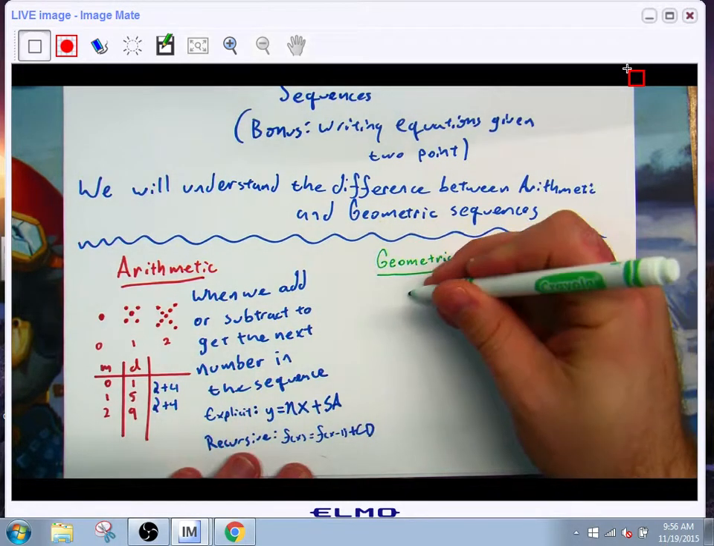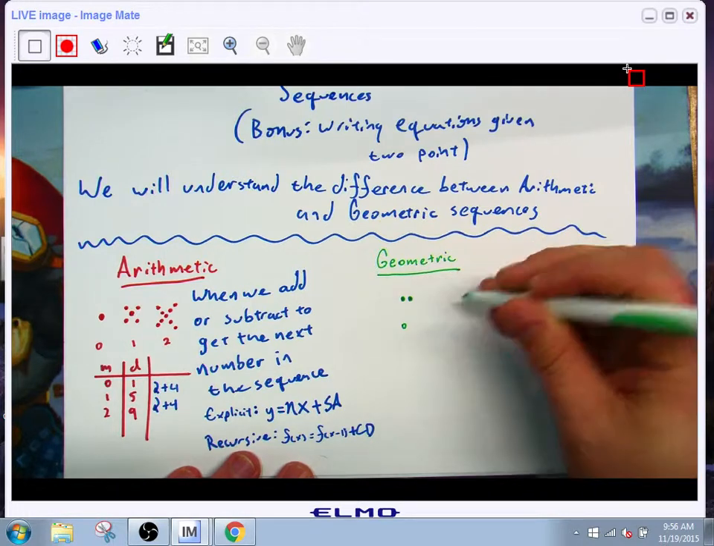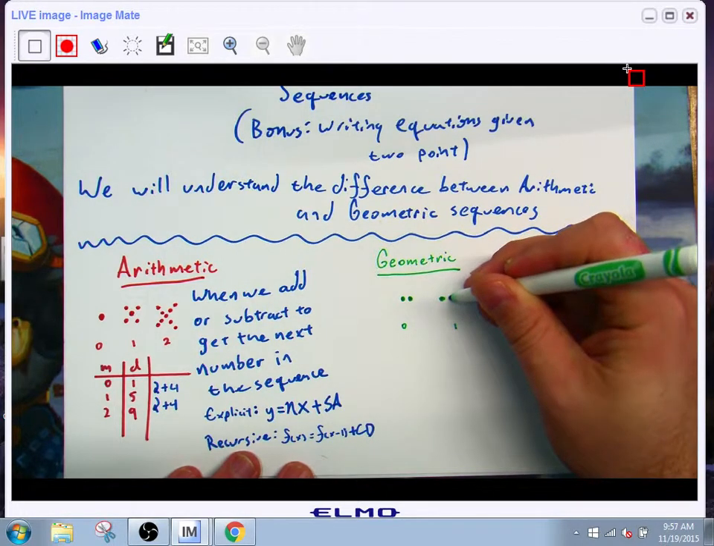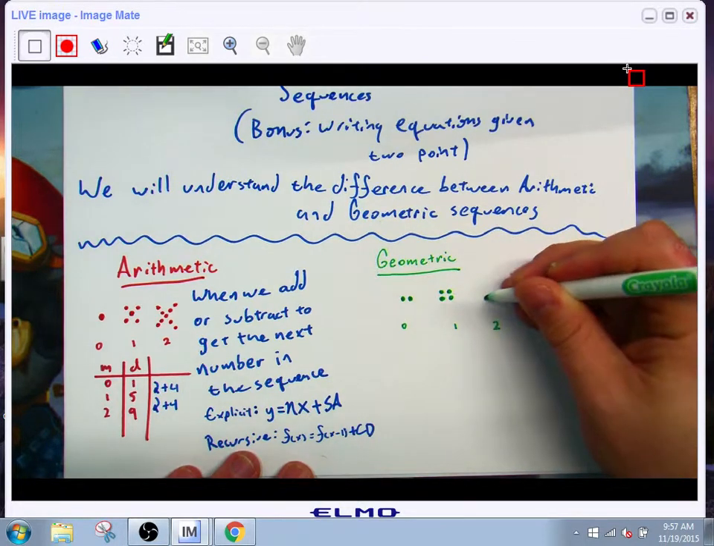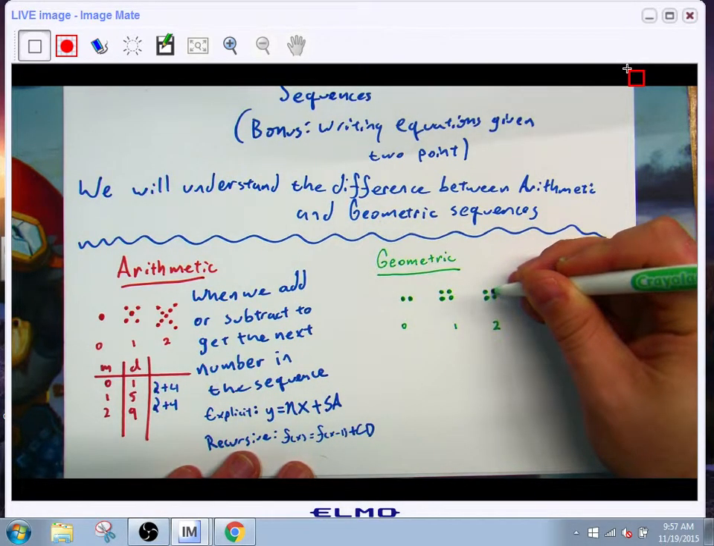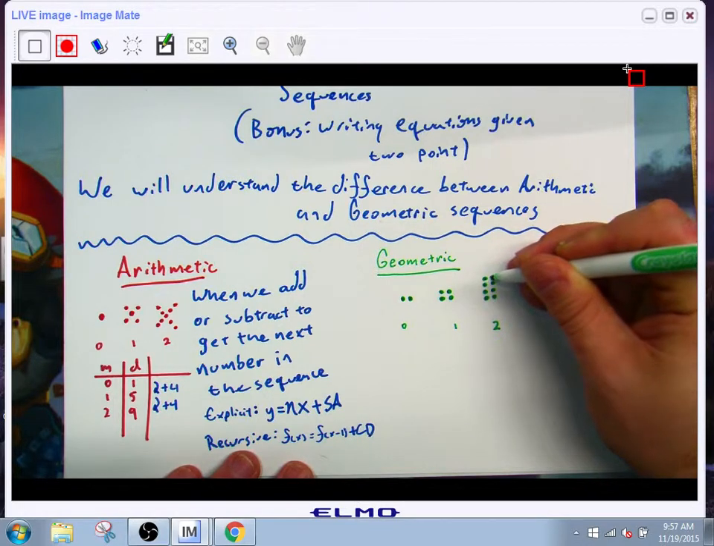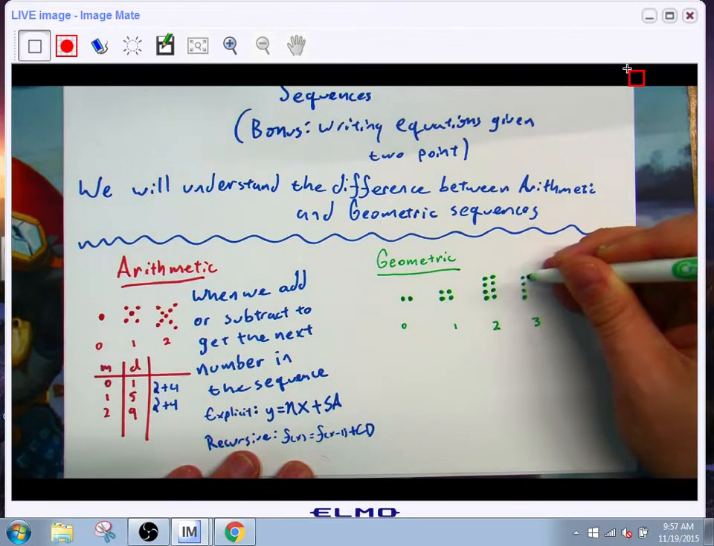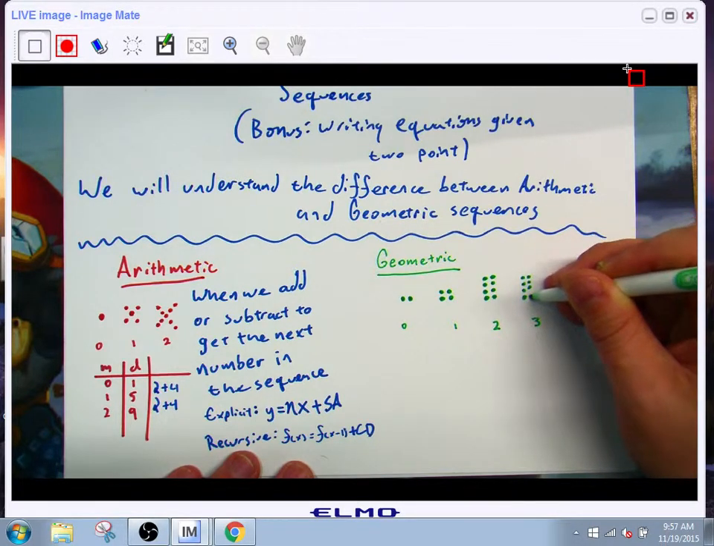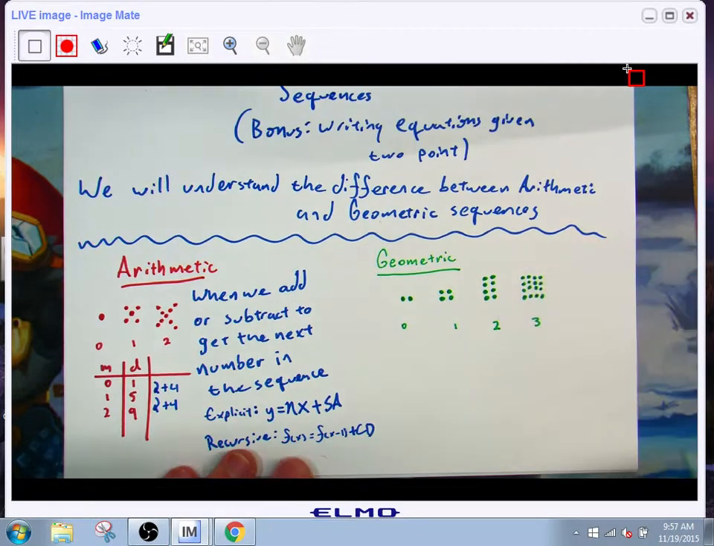So geometric might look like this. Maybe it's something like this, where we start with 2 dots on day 0. On day 1 we have 4 dots. On day 2 we have 8 dots. And then on day 3, how many do we have on day 3? We don't know. 16 dots.